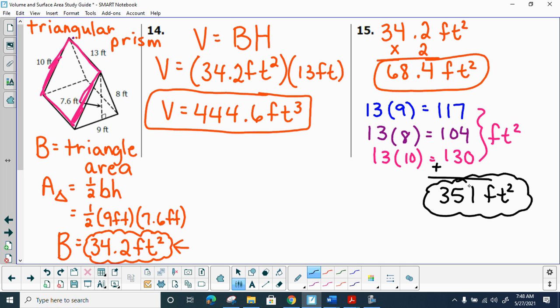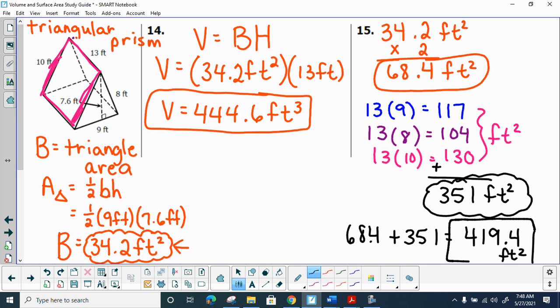And then so our final total, we'll add the 68.4 with the 351. And we get 419.4 square feet. And that's the total surface area of that prism.